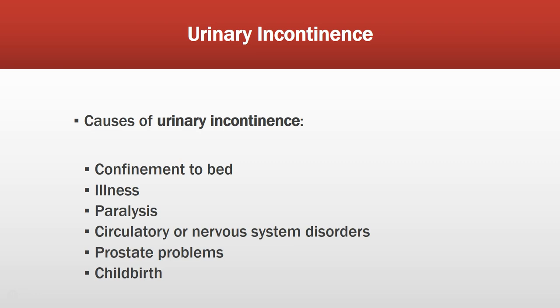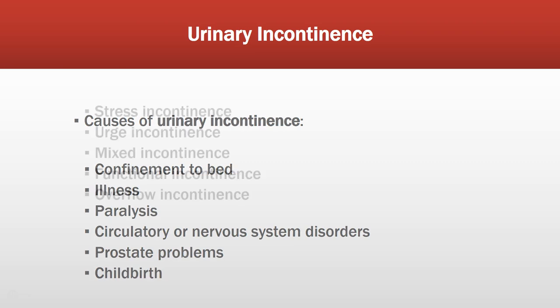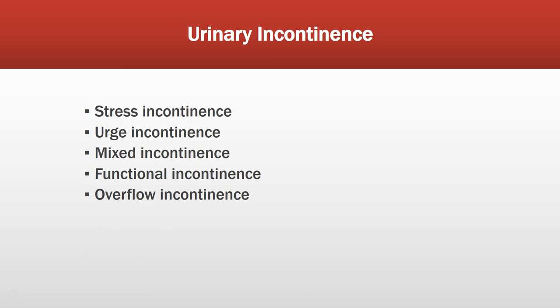Some possible causes of urinary incontinence include confinement to bed, illness, paralysis, circulatory or nervous system disorders, prostate problems, and childbirth. Urinary incontinence can be classified in several different ways. Stress incontinence occurs when there is an increase in intra-abdominal pressure, such as when a person sneezes, laughs, or coughs.